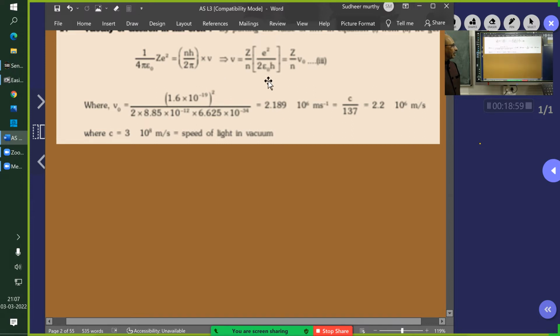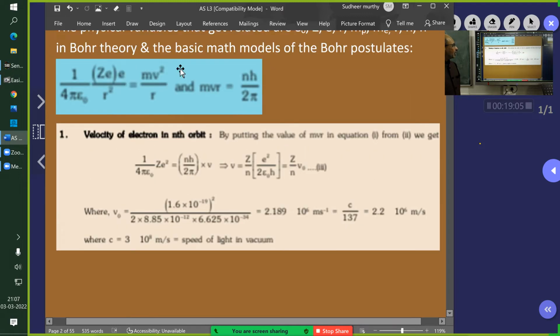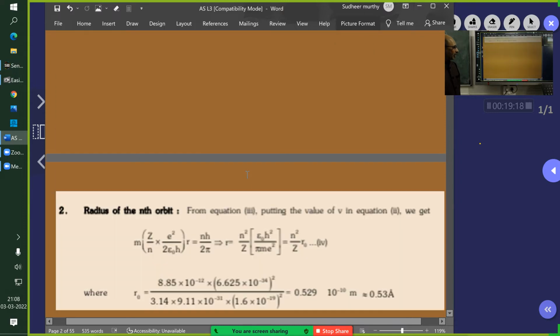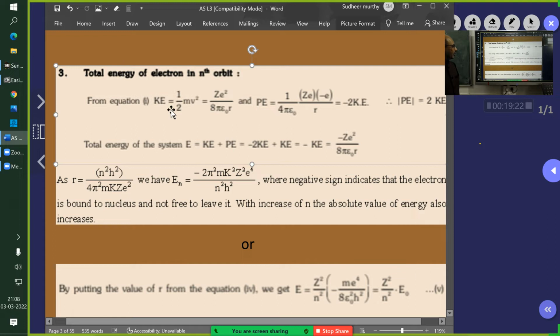Z by N, E square by epsilon H N. Or even from this you can get the value of v in terms of NH by 2 pi, in terms of R and all this. You can derive it from this or from this equation. When you substitute that here, you will get the kinetic energy, half mv square, Z e square by so and so.